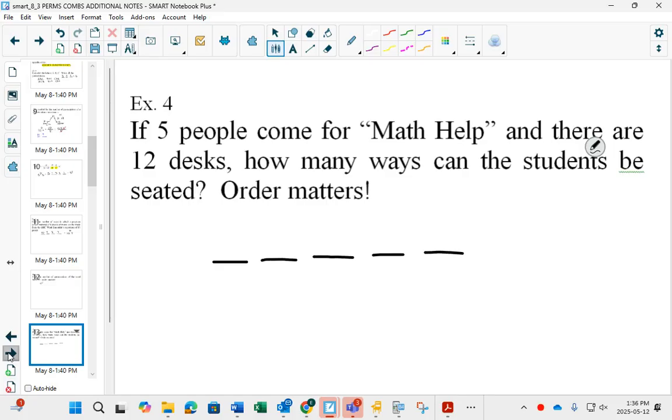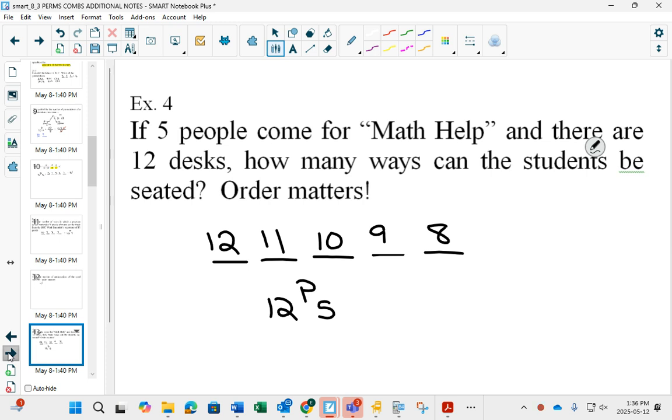Because person number 1 walks in, they have a decision to make. Where are they going to sit? How many choices do they have? They could choose from any of the 12 desks. Person number 2 comes in. Okay? Unless you want to make math help really awkward, you don't sit on somebody else's lap. Right? So now there's only 11 choices left. Person 3 then would have 10 choices, then 9 choices, then 8 choices. And this would be the same as 12p5.